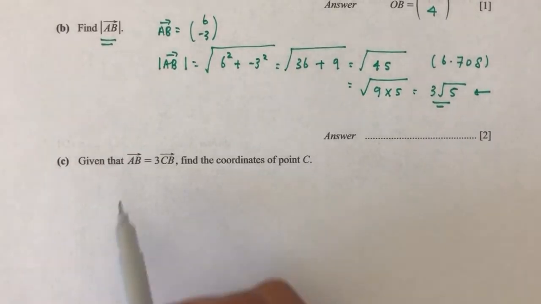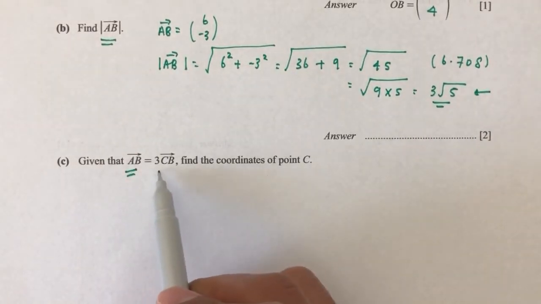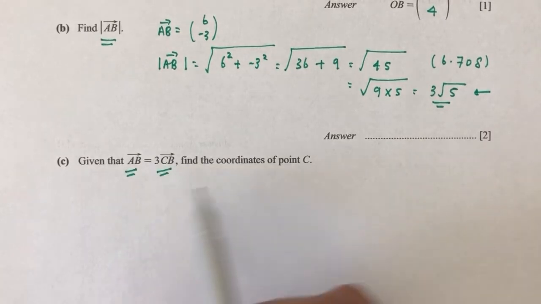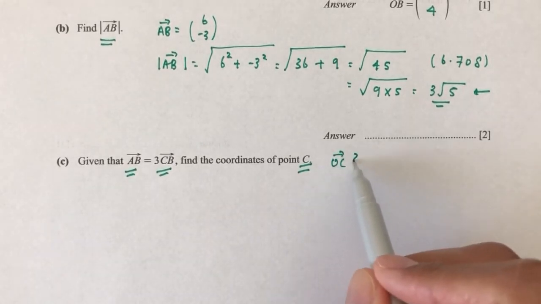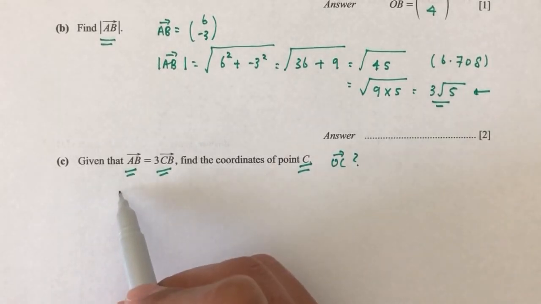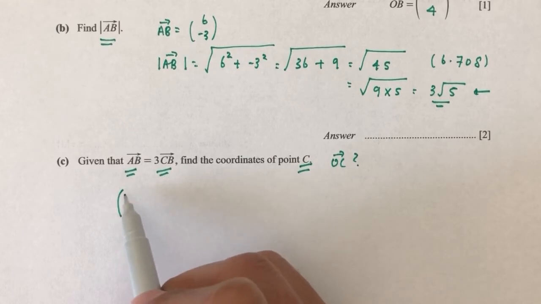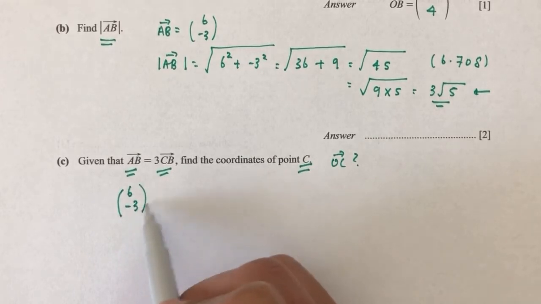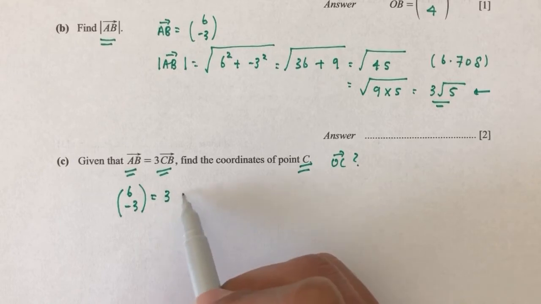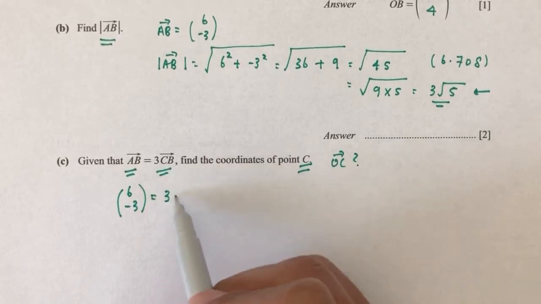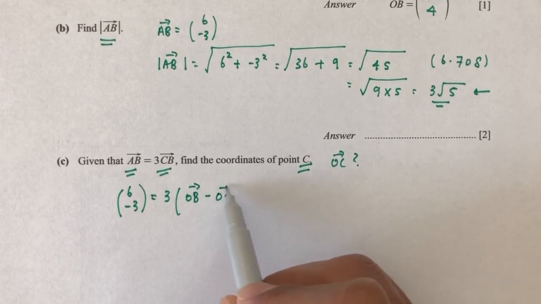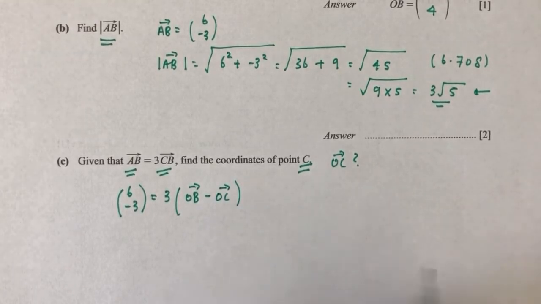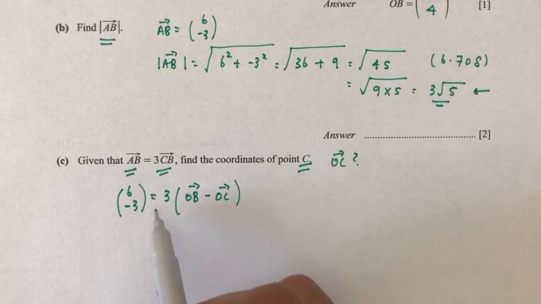Part C. Given that AB is 3 times CB, find the coordinates of point C. So we have to find OC. So we know AB. AB is given to us as (6, -3), equal to 3 times what is CB? CB is OB minus OC.